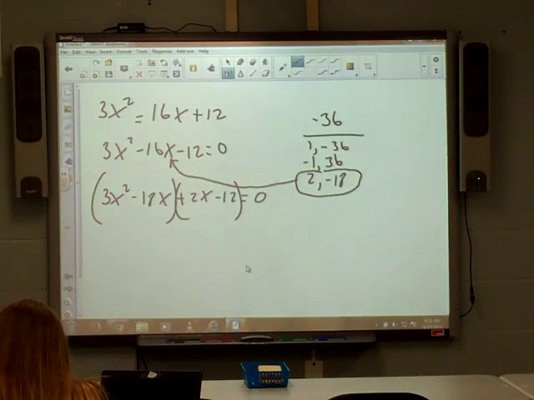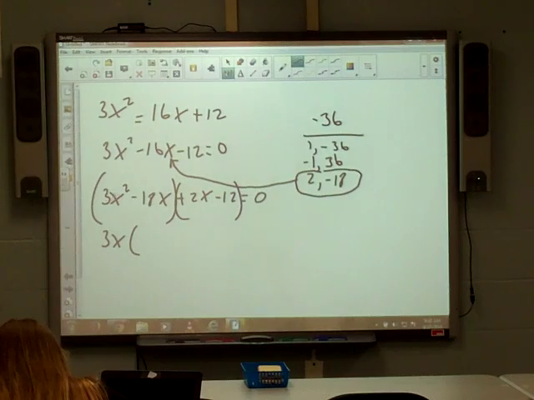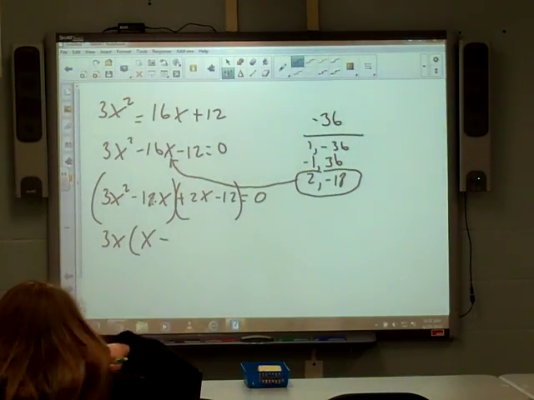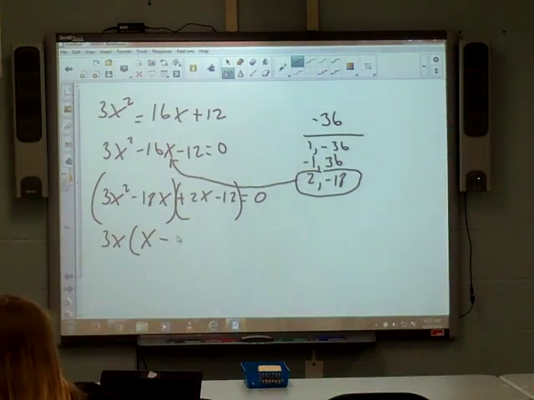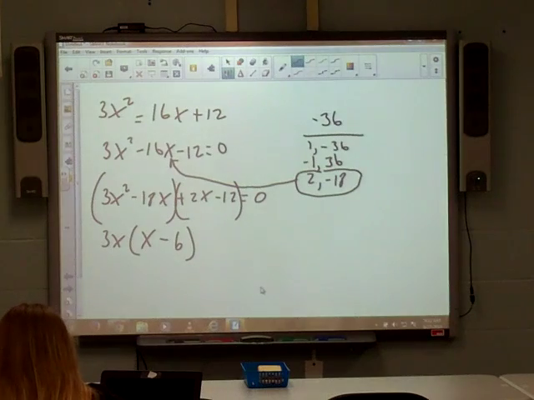Okay, what does the first group have in common? 3 and an x. Everybody agree? So 3 and an x will go outside them. Now we just divide both of those by that. 3 divided by 3 is 1. What's x squared divided by x? x. Got a minus sign. What's 18 divided by 3? 6. And then x divided by x is 1. So you could put 6 times 1, but that's the same as 6.